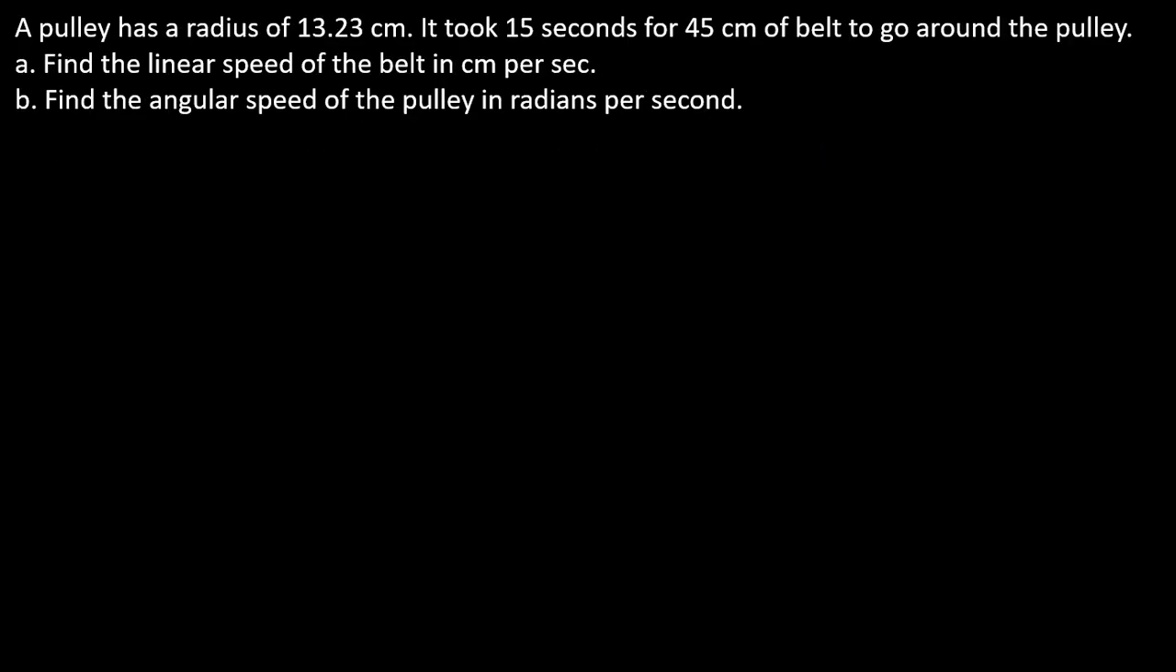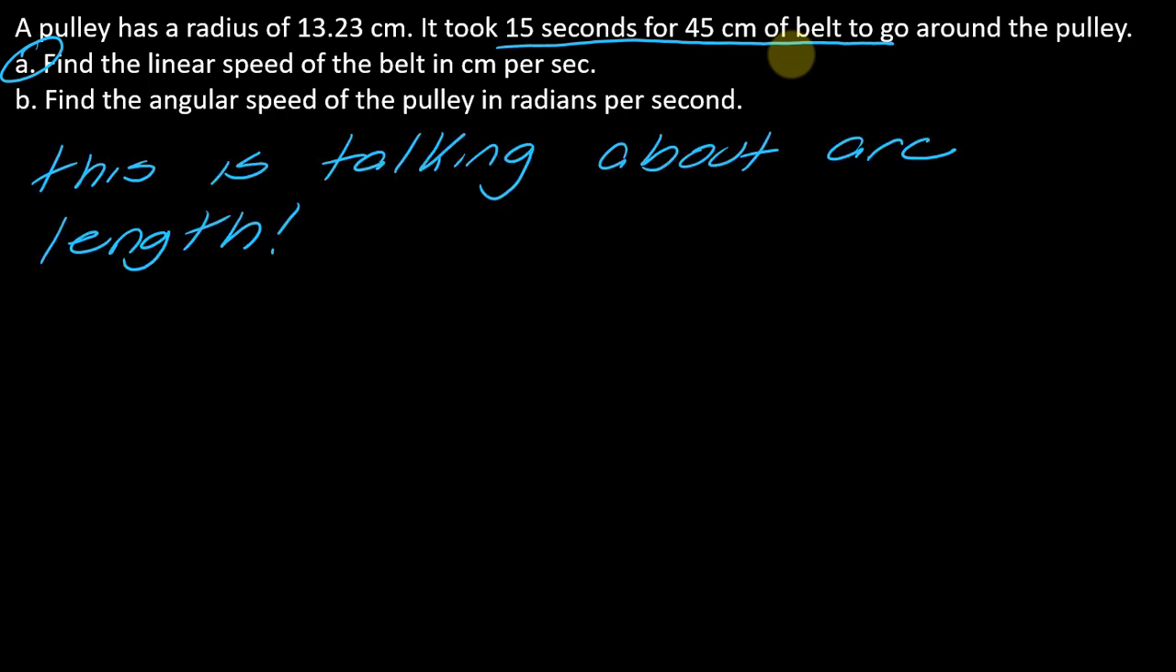Okay, a pulley has a radius of 13.23 centimeters. It took 15 seconds for 45 centimeters of belt to go around the pulley. So first we're going to find the angular speed of the belt, and I want to focus on this part here. It's talking about the amount of time that it took to go a certain distance. I talked about that at the beginning of the video.